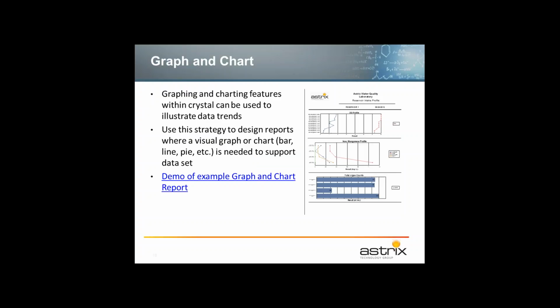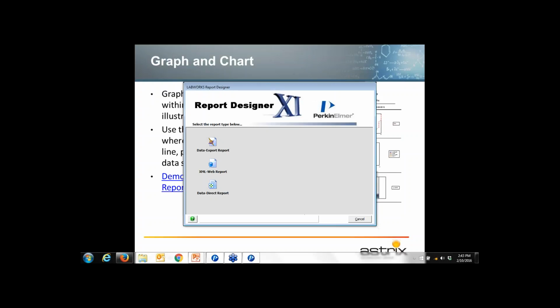Yep, thank you, Rob. Just a couple more reports to get through here before the hour escapes us. Fourth report is utilizing some graphing and charting features. These can be used to illustrate different data trends. Very nice idea to do it where a visual graph or chart, such as a bar graph or a line graph, pie chart, etc., is needed to support that data set. So let me just show you a good example of a nice graphing and charting report within Crystal.